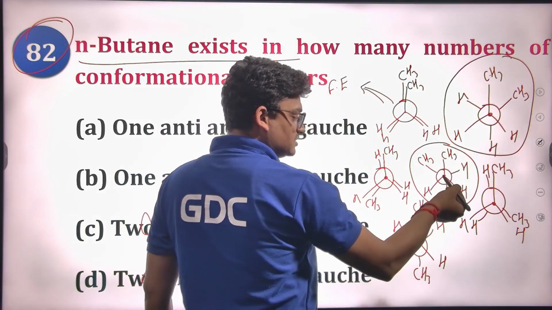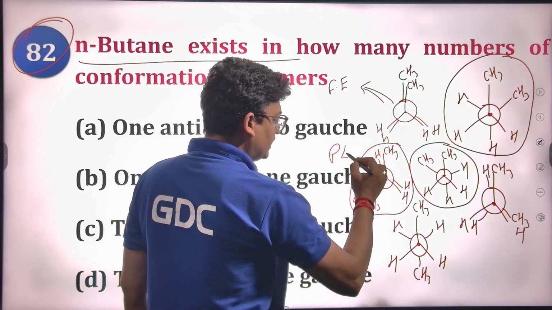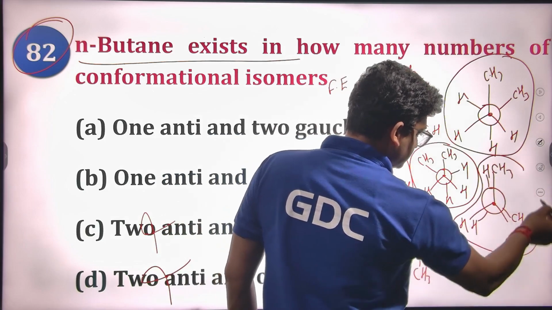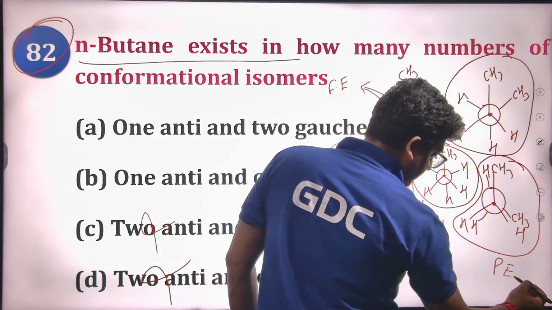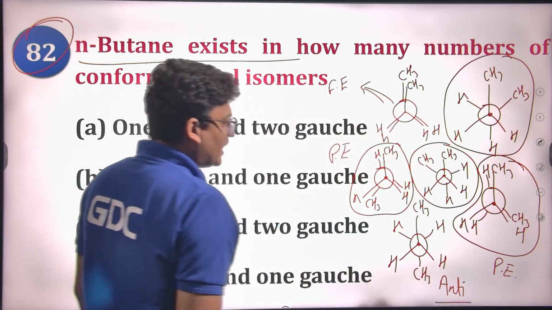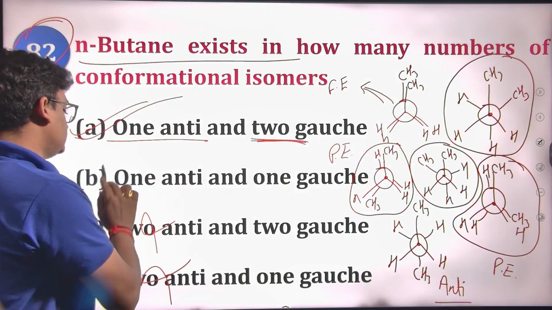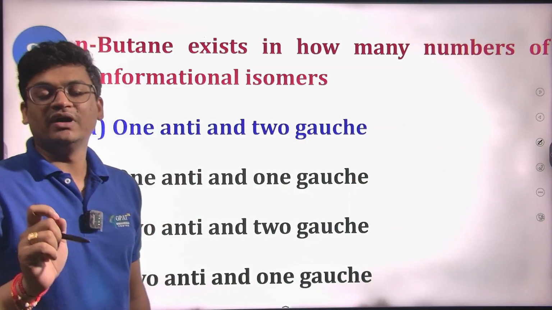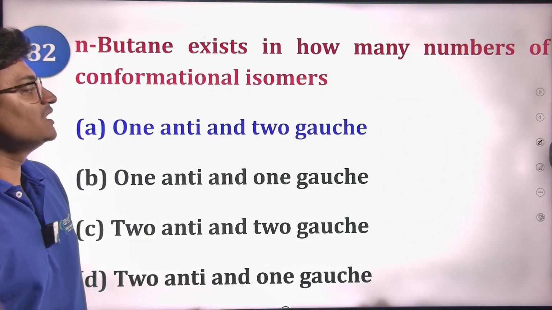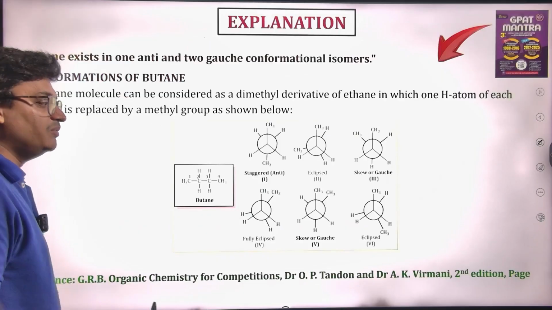This is Gauss. Here, this is partial eclipsed, that is partial eclipsed, PE, partially eclipsed. This is also partially eclipsed. And this was anti. So we are getting one anti and two Gauss system. Yes, that is correct. So the right answer will be A. One anti form and two Gauss forms will be obtained after the various conformations, rotations of this N-butane structure. Okay.